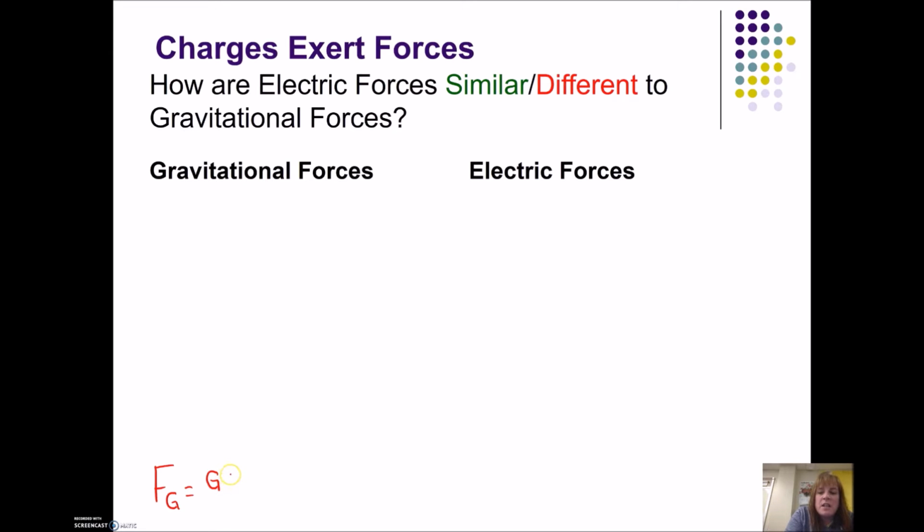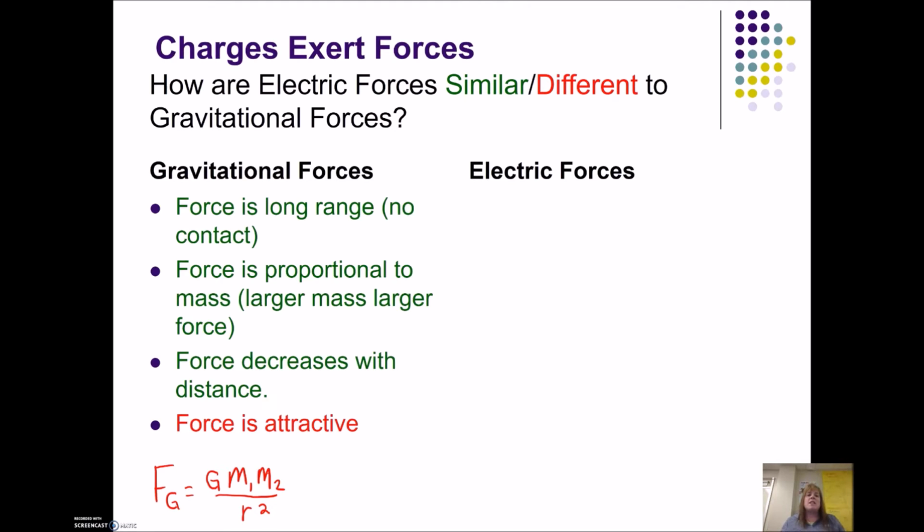If you remember Newton's universal law of gravity, the force of gravity is the constant G, 6.67 times 10 to the negative 11th, times the quantity of the masses, mass 1 times mass 2, over the distance between them squared. So gravitational forces are long-range forces. There's no contact. The Earth doesn't reach up and grab you when you jump. You just come right back down.